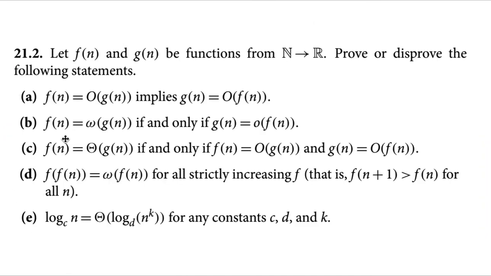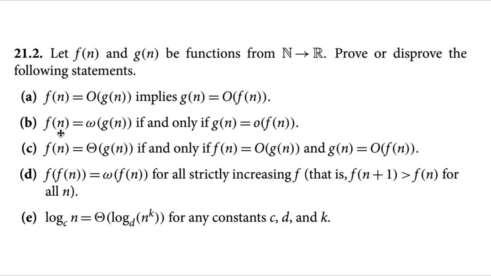Next question is, let f(n) and g(n) be functions from the natural numbers to the real numbers. Prove or disprove the following statements. f(n) is big O of g(n) implies g(n) is big O of f(n). Oh, does it mean that? I think that's a homework question.